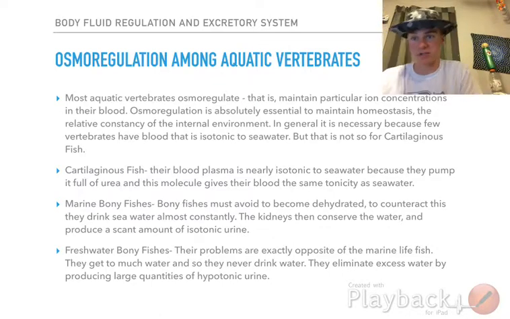Marine bony fishes must avoid becoming dehydrated. To counteract this, they drink seawater almost constantly. The kidneys then conserve the water and produce a scant amount of isotonic urine. Freshwater bony fishes have a problem that is exactly the opposite of these marine fish. They get too much water, so they almost never drink. They eliminate excess water by producing large quantities of hypotonic urine.